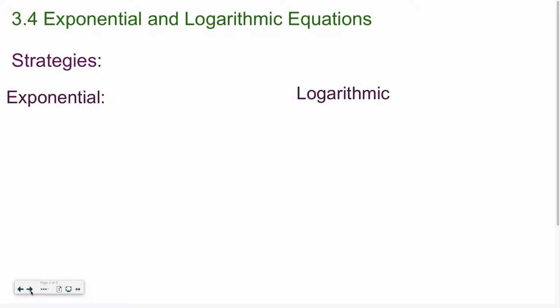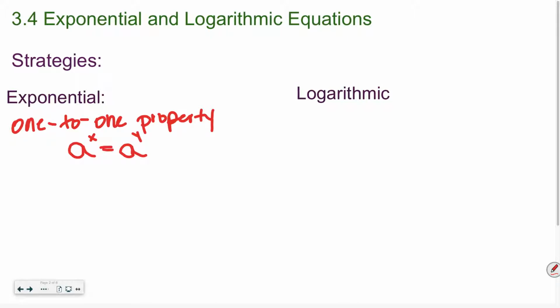All right, so if we have an equation that involves an exponential piece inside, what are some strategies we can use? Okay, we have what's called the one-to-one property. That's if our bases are equal, then we know our exponents have to be equal. Okay. What if we don't have something that looks like that?